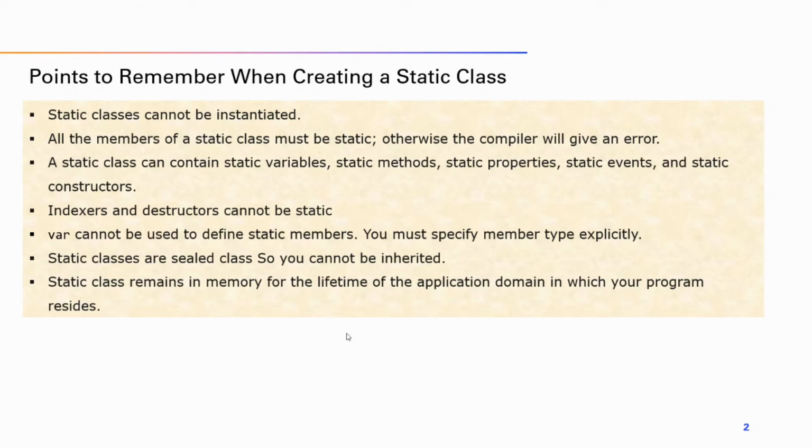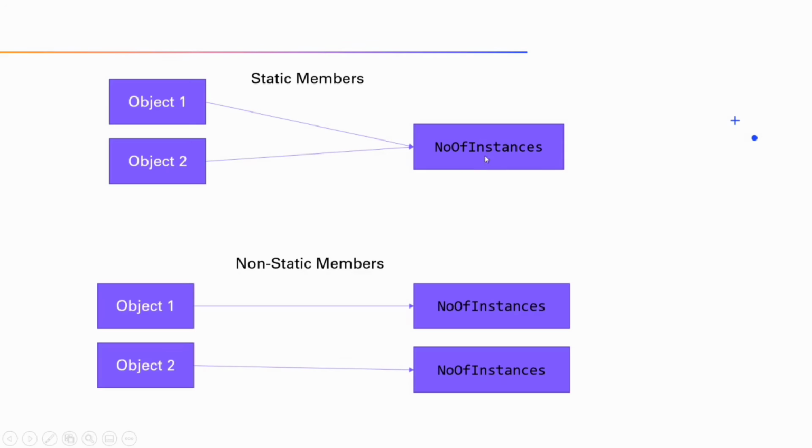Static classes are sealed classes, so they cannot be inherited. A static class remains in memory for the lifetime of the application domain in which your program resides. That is, only one copy of the static member variable is created for the entire class. It's shared by all the instances of the class, but non-static members are initiated each time whenever an object of the class is created. Let's see an example.